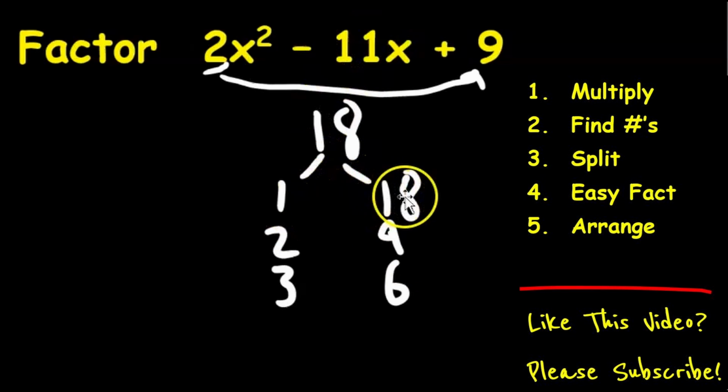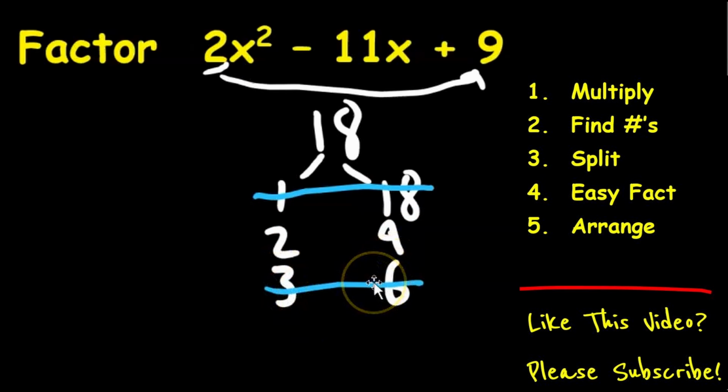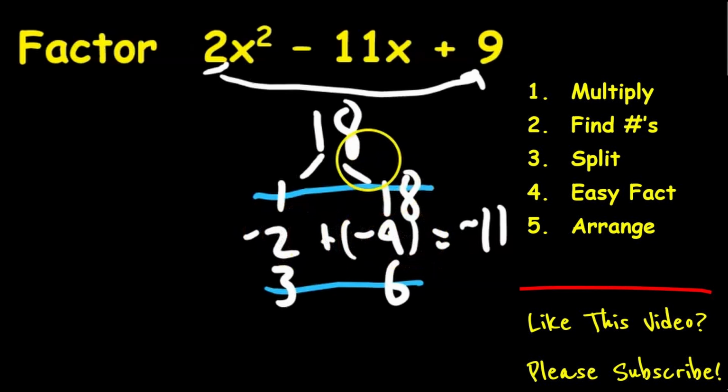The difference between 1 and 18, that's 17, so that one's out. 9 and 2, 9 plus 2 is 11, so that's good. And then 6 and 3 doesn't work because that only gets us to 9. So we want to get to 11. How can we get to 11? And this still has to be positive. Well, if both of these numbers are negative, then when they add together, they're negative 11, and when we multiply them together, the negative cancels out. Negative times negative makes it positive, so it's just positive 18, which is what we want. So negative 2 and negative 9, these are our numbers here.